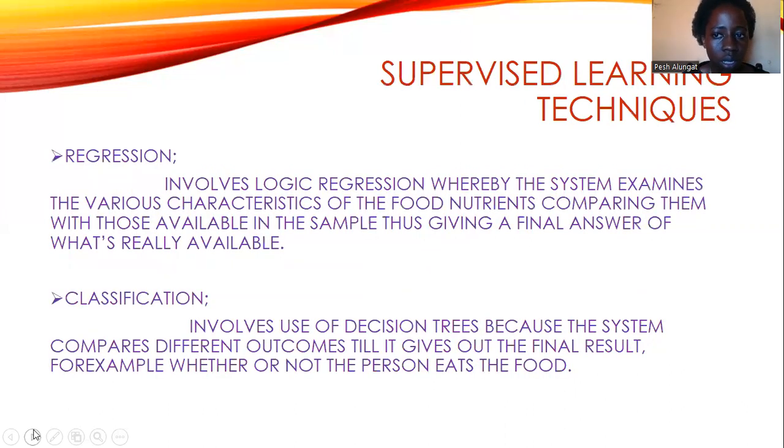As we go on, the supervised learning techniques that are going to be involved in this project are majorly regression and classification. For the case of regression, we are going to use majorly logistic regression, whereby the system will be able to examine the various characteristics of the food nutrients, comparing them as a way of sorting them, following the given characteristics.